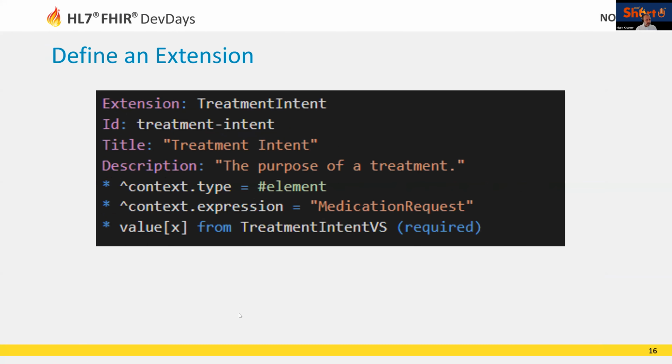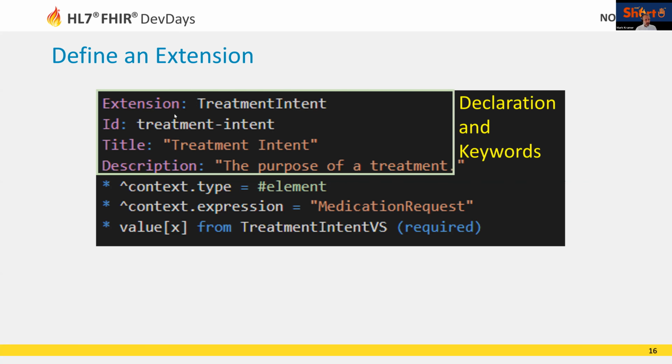Just for fun, let's set up an extension. This is where things usually get quite difficult in other approaches, but here we just have another declaration. The declaration is extension. We'll call this treatment intent. So we want to know what this drug is meant to do. That's the extension, which isn't built into medication request.